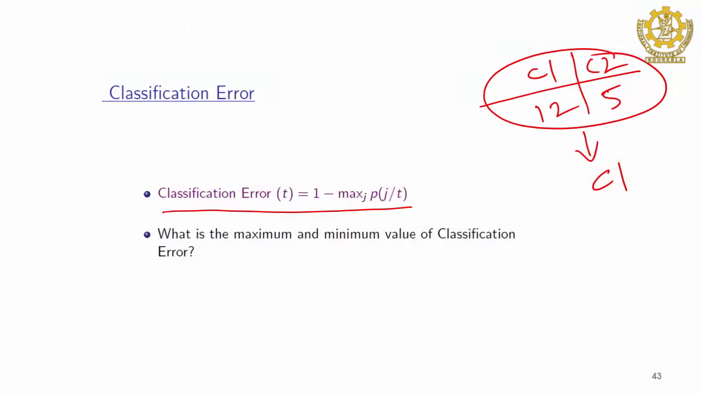There are 2 points here. One is if all patterns or all objects belong to a single class, then there is no partition, and that node will be the terminal node with the class label. There may be another situation where there is a mixture of classes. As you see in this example, C1 and C2, there are 2 classes: 12 objects belong to class C1 and 5 objects belong to class C2.